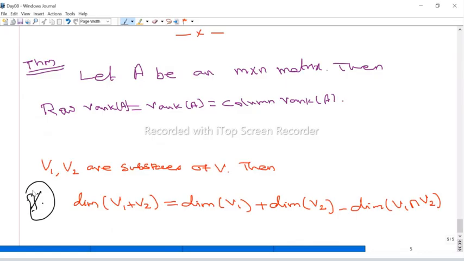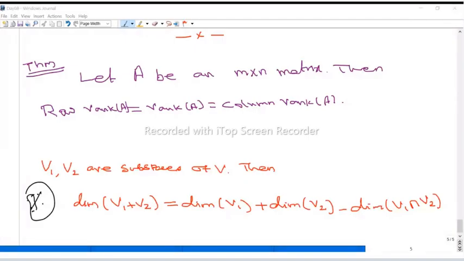So next maybe we solve some problem if possible. Otherwise, any doubt? Is there any relation between dimension, rank, and trace of a matrix? Sorry, once again: dimension, rank, and trace of a matrix.